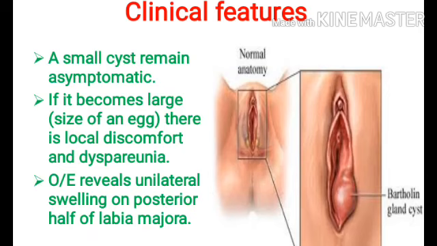Regarding the clinical features, a small Bartholin cyst remains asymptomatic; we cannot see or palpate it. If it becomes as large as an egg, then it is visible and we can palpate it, and this condition causes local discomfort and dyspareunia. On examination, we can see a unilateral swelling on the posterior half of the labia majora.